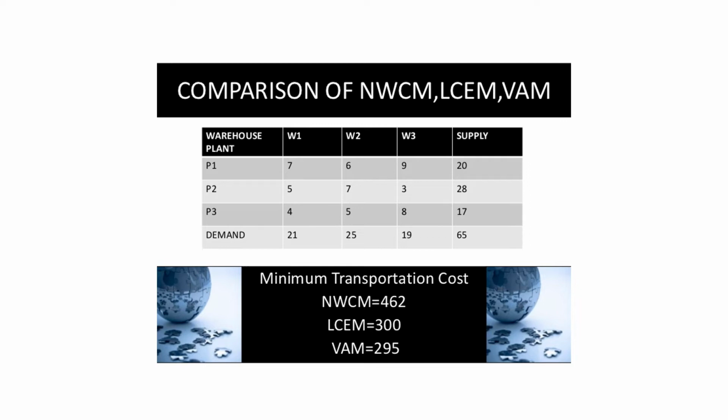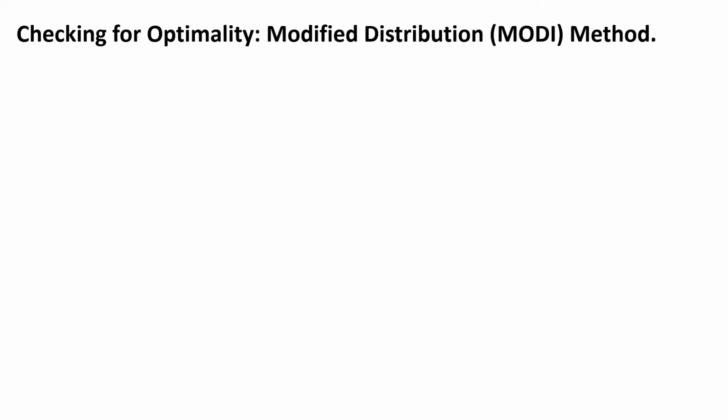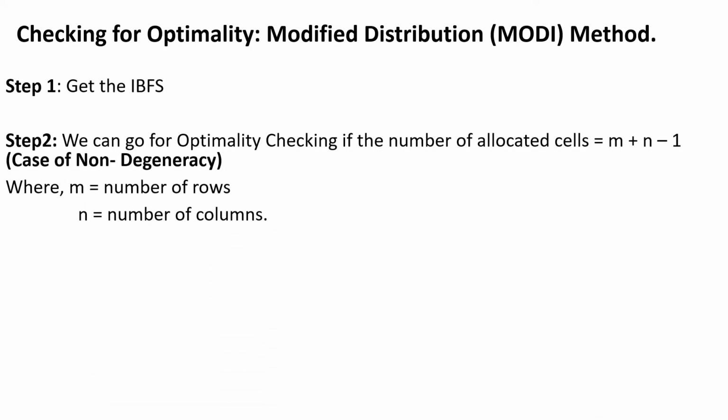Now, how to get the optimal solution, that is the best solution, starting from the initial solution. For that, we will discuss the modified distribution method, which is popularly known as the MODI method. Okay. So the first step is to get the initial basic feasible solution.